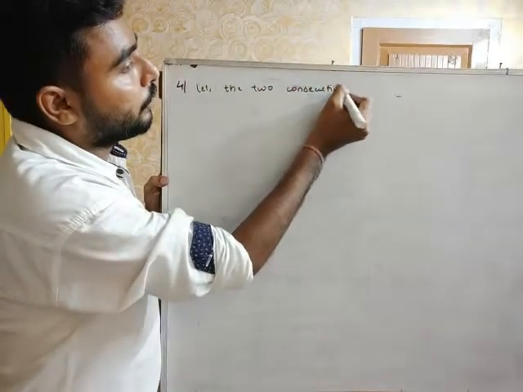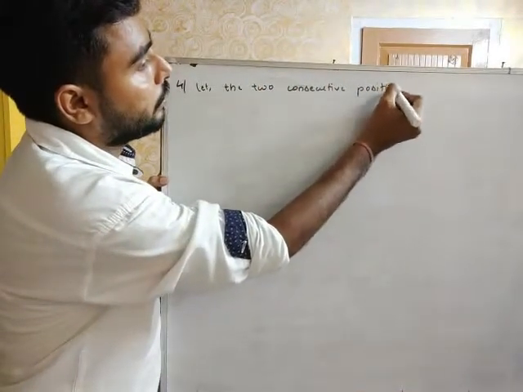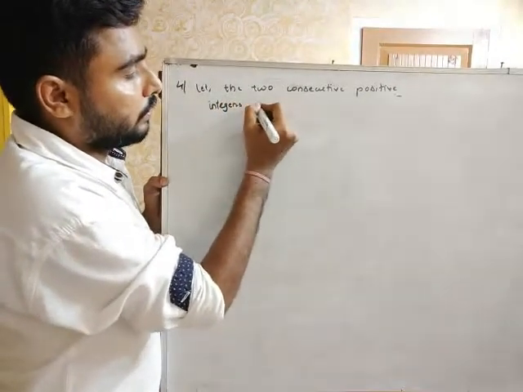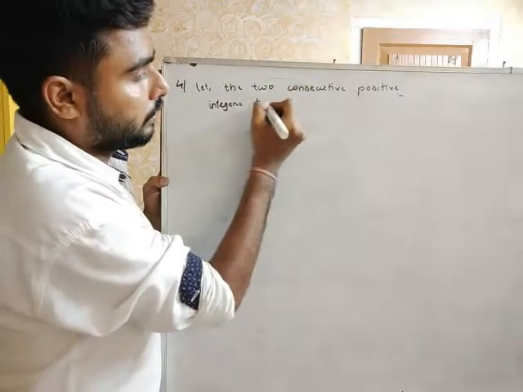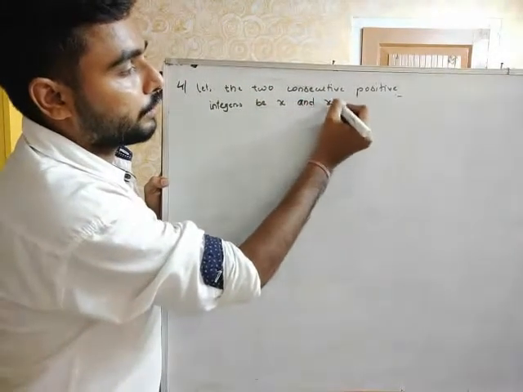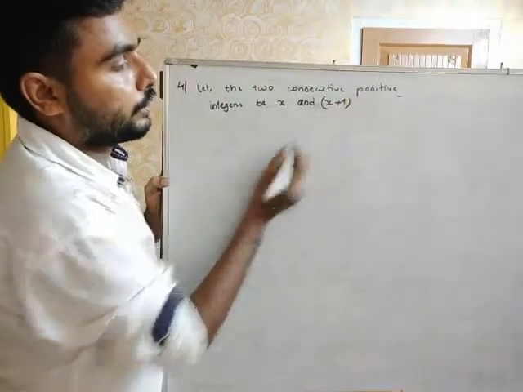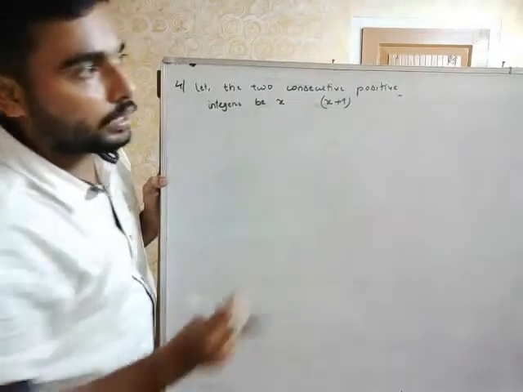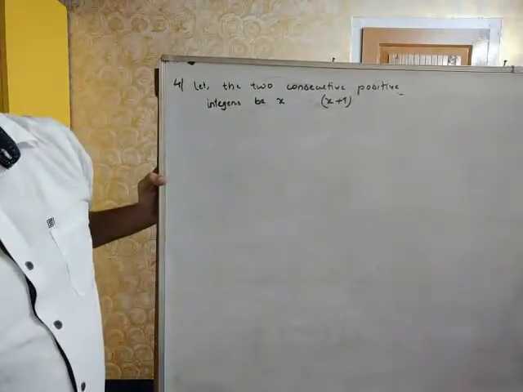two consecutive positive integers be x, and the next one will be what? If it is consecutive, just one more. So if the first is x, the other one will be x plus 1. Okay, did you get it?